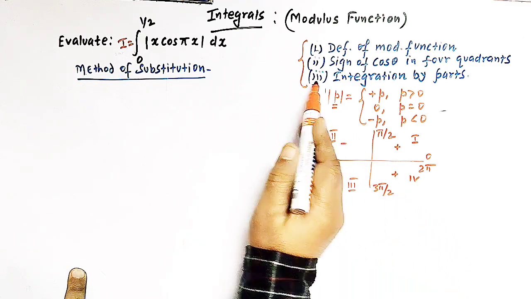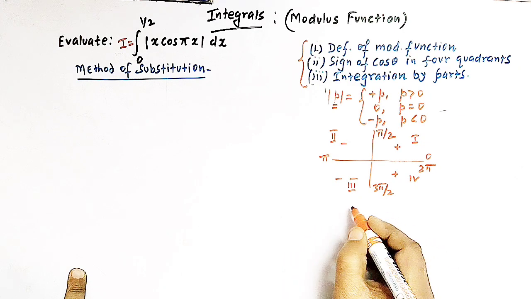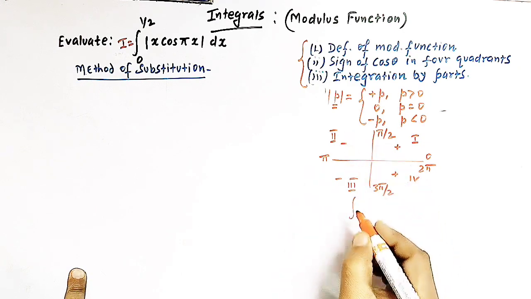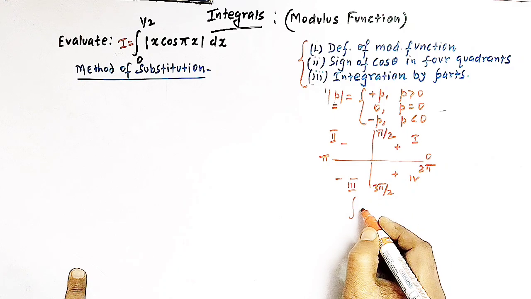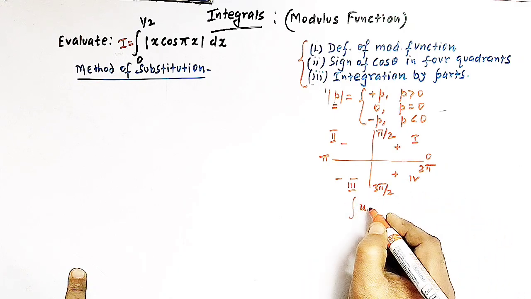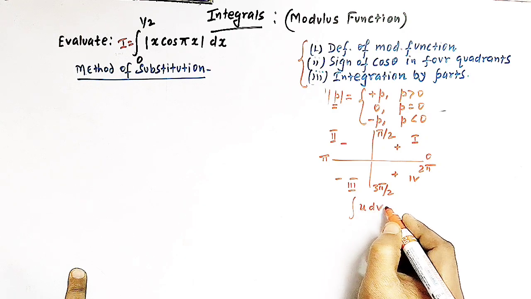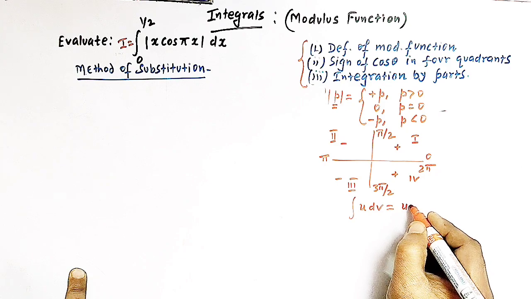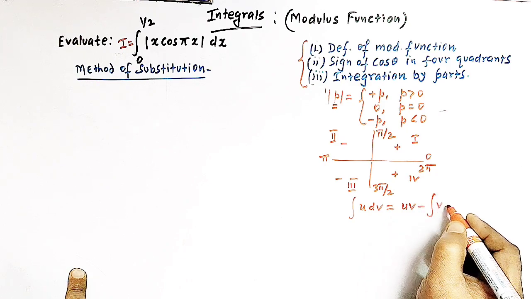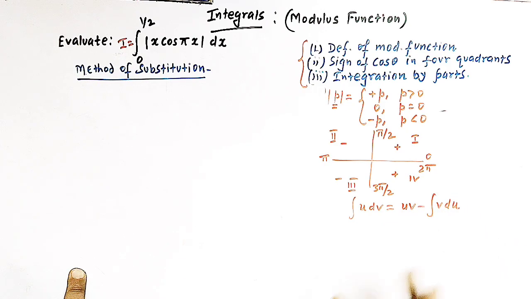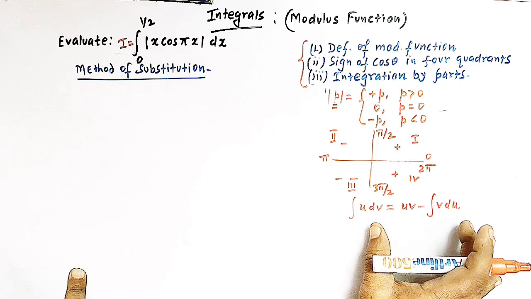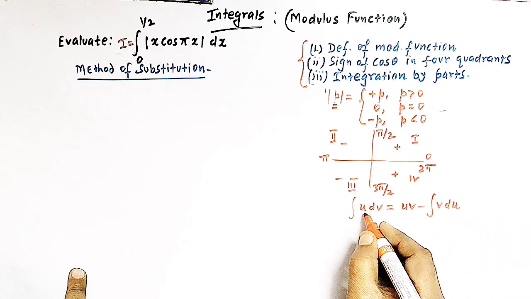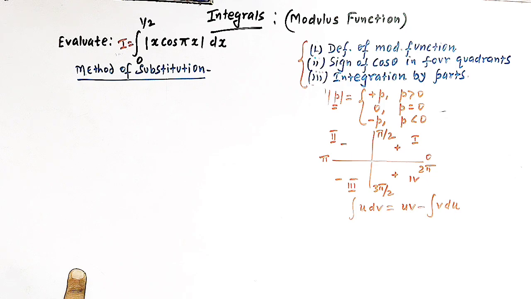And the third one is the integration by parts. Now see, we know that the integration by parts formula goes like this. If we have two functions, say u and v, then the integral of u dv is given by uv minus the integral of v du, right? So this is the formula for integration by parts, where u and v are some functions of x, right?